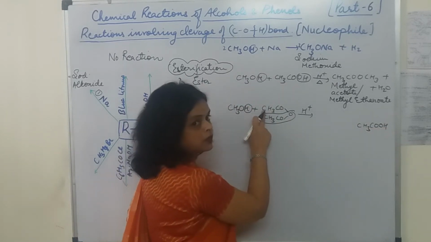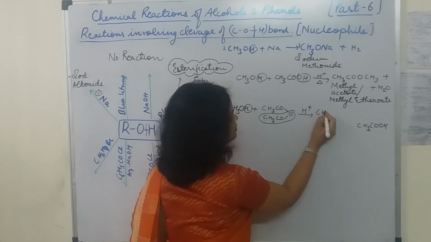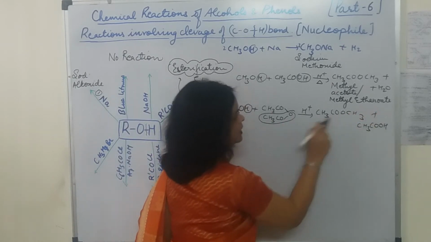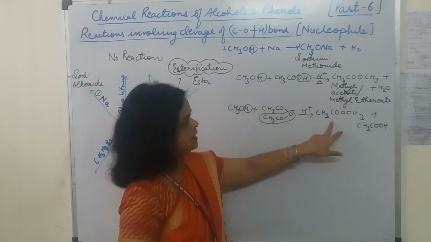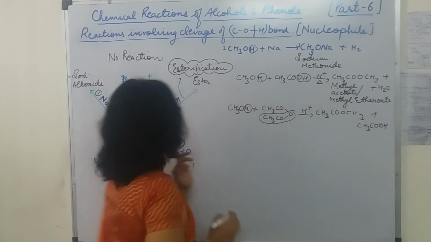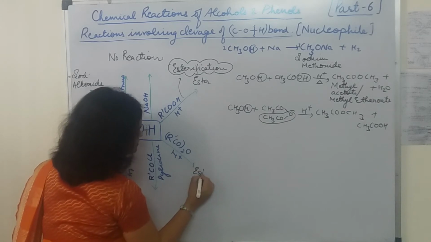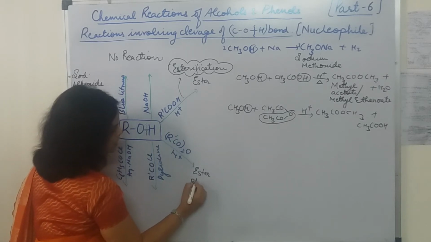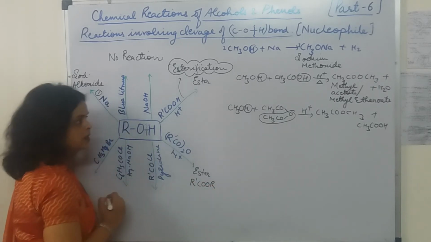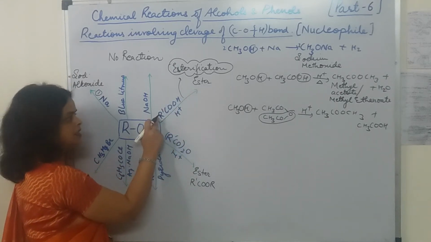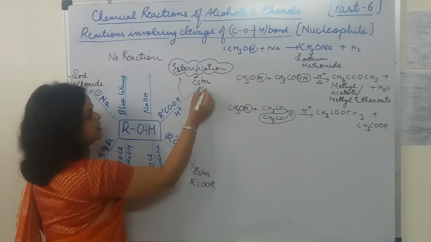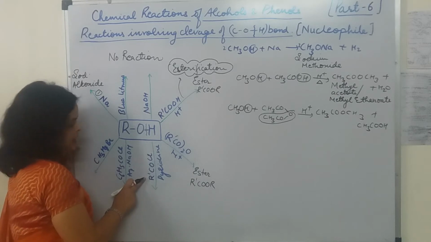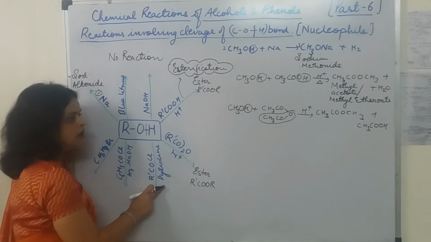And what is formed here? I will start from the carboxylic part only. CH3CO, then OCH3. So it is again an ester, and the name will be methyl acetate or methyl ethanoate. So I'll write here ester. And what is the formula here? If I take this one, general R'COOR. Same here also, if we take this carboxylic acid, R' general, what will we write? R'COOR.